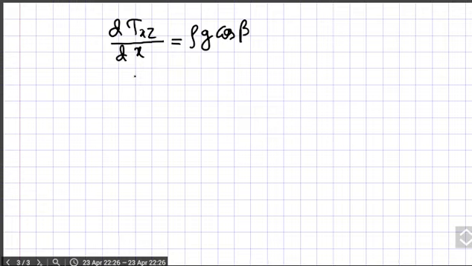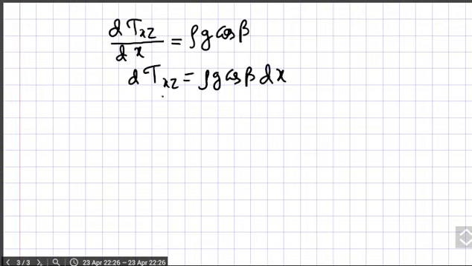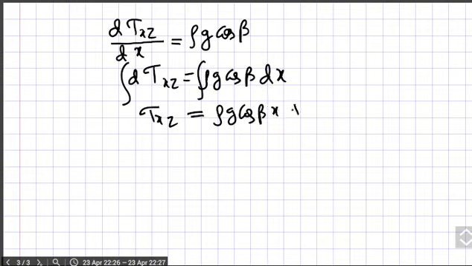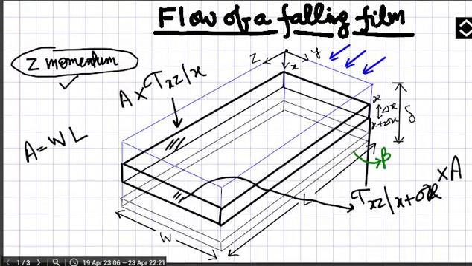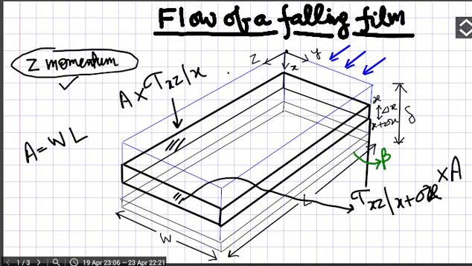Then what you can do is just integrate it, and you will get tau xz equal to rho g cos beta x plus the integration constant c1. Now you will put the boundary condition. What is the boundary condition for this? You always remember that at the free surface, where the liquid and air interface is there, the stress will be 0. So at x equal to 0, the stress will be 0.